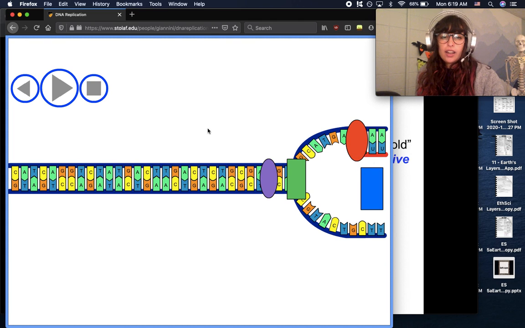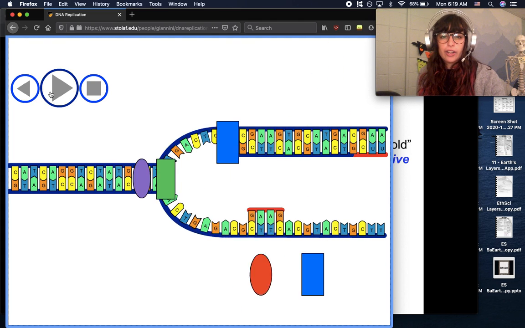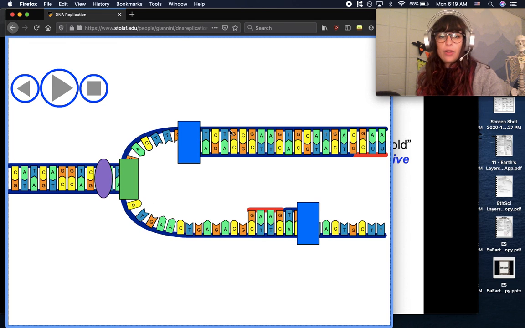So here, let's click a little further. You're seeing how the old DNA is being paired with new DNA. All of these little boxes and circles, those are just enzymes, and they're helping the process along. They're all different shapes to help us remember that enzymes are specific and they need to have specific active sites to get the job done.